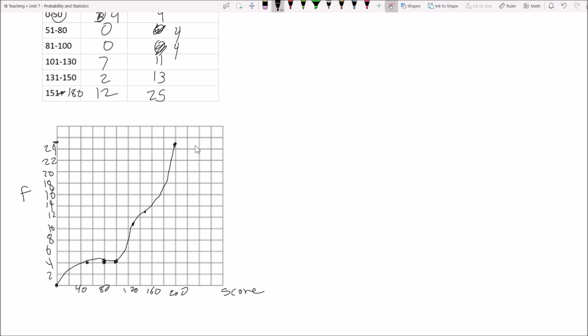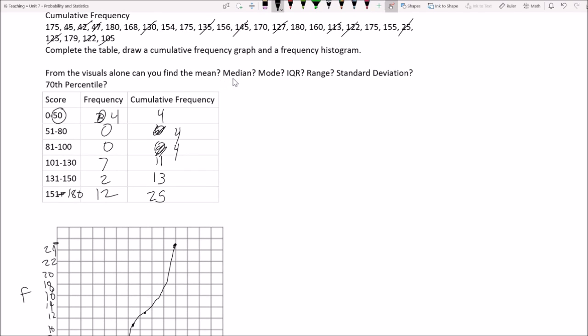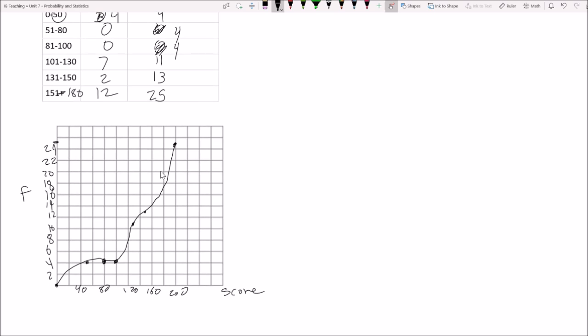Okay, and so something like that. So that's a graph. So now we can see, okay, if I wanted to know the median, for example, what were the questions we were asked? Can you find the mean, median, mode, interquartile range, range, standard deviation, and a percentile? We can find a lot of those actually.